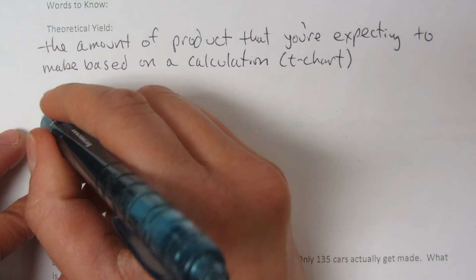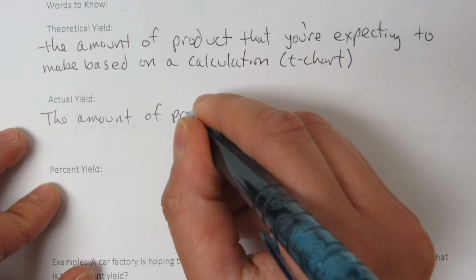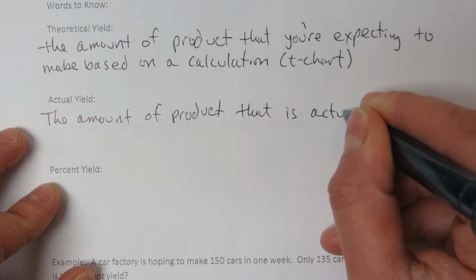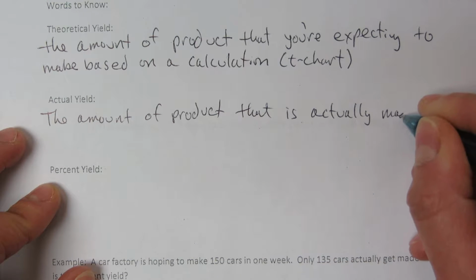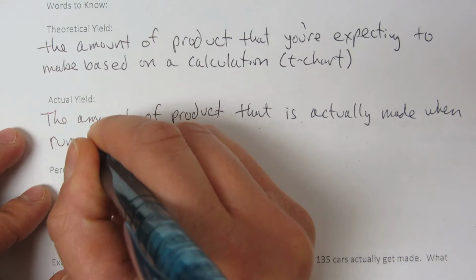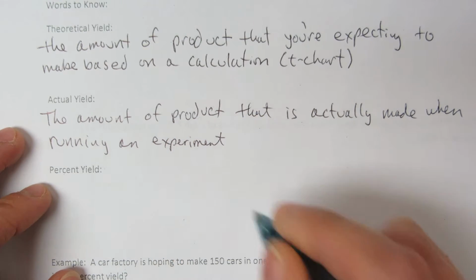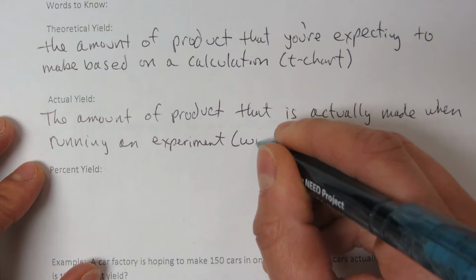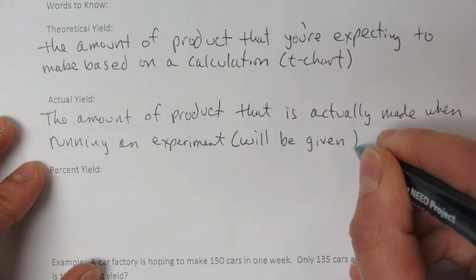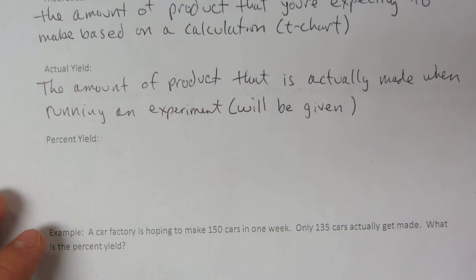The actual yield is the amount of product that is actually made when running an experiment. So when you actually do it in a lab, how much you get. In a problem this will always be given. You're not going to be actually doing a lab for every problem like this to figure out the actual. They'll say someone did the experiment and they actually got this amount from the reaction.